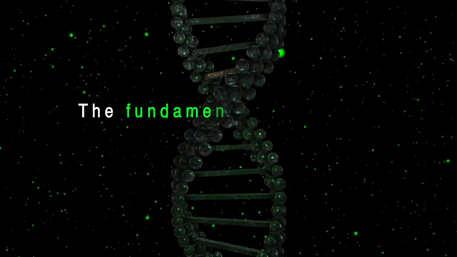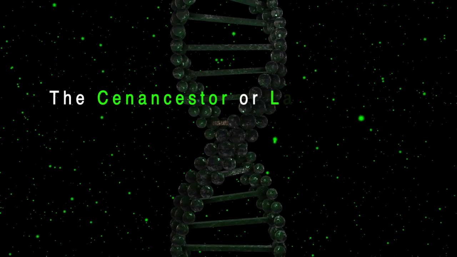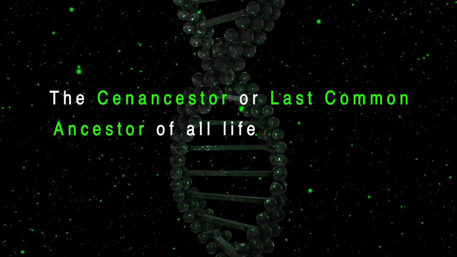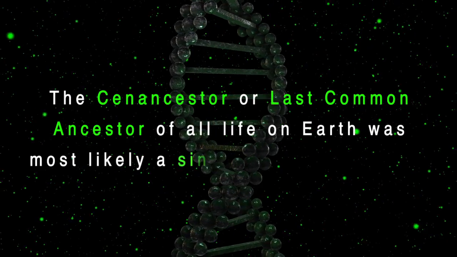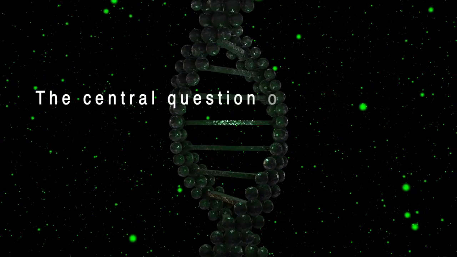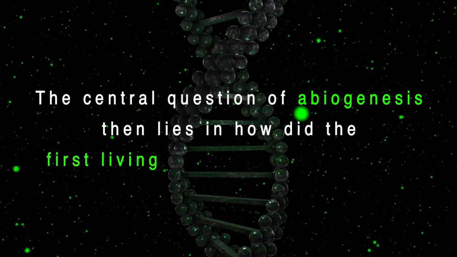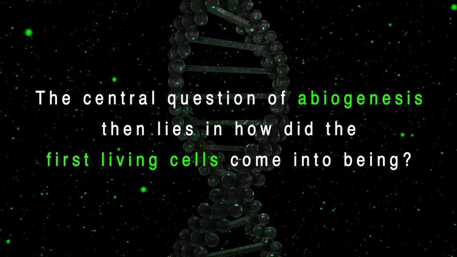The fundamental unit of life is the cell. The last common ancestor of all life on Earth was most likely a single-celled organism. The central question of abiogenesis then lies in how the first living cells came into being.